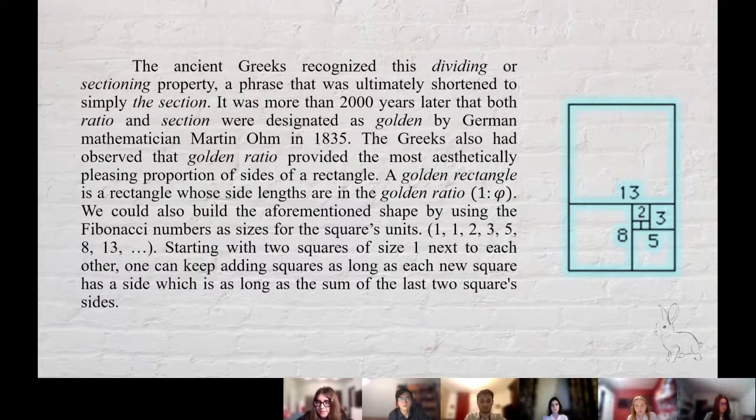We could build this aforementioned shape by using the Fibonacci numbers as sizes for the square units. So as seen in the figure to the right, we can start adding squares and keep adding squares as long as each new square has a side which is as long as the sum of the last two squares' sides. So 1 + 1 is 2, 1 + 2 is 3, and so on.